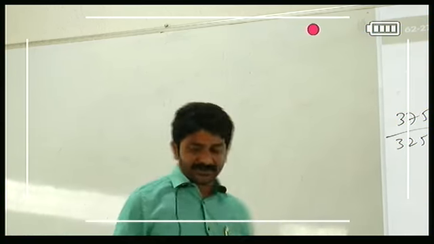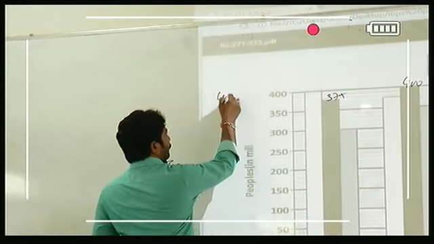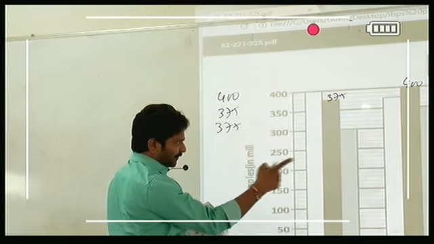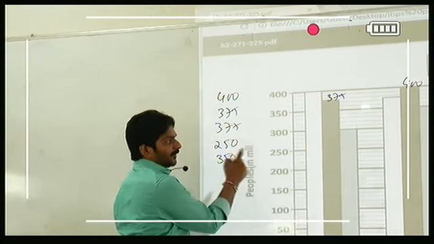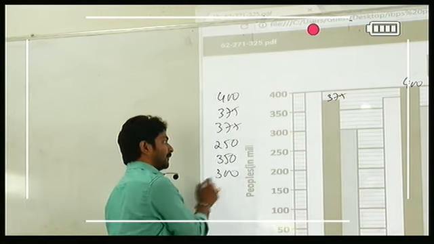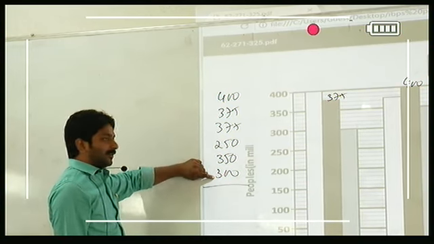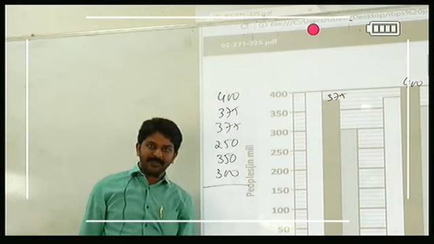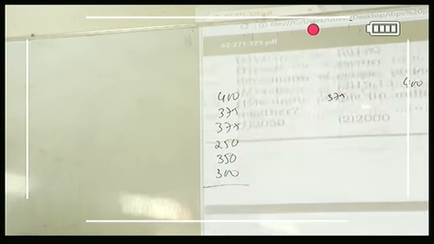Cricket, the very first one. Just add every number, right? First number 400. Next 375. Next 375. Next 250. Next number 350. 300. That's it. 400, 700, 1000, 1200, 1500, 1800, 1900, then 75, 75, 150. 1900 plus 150, 2050. 2050. First option.